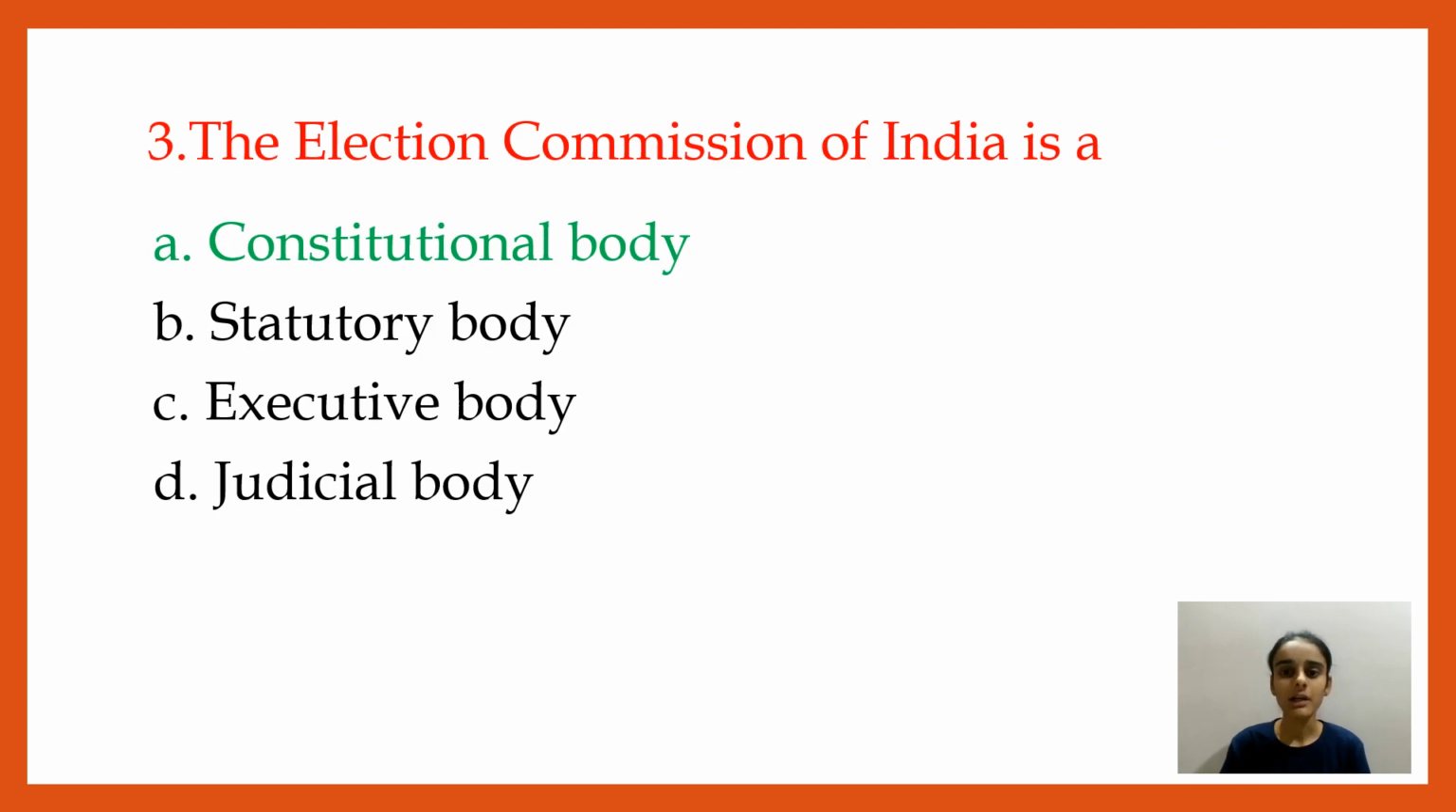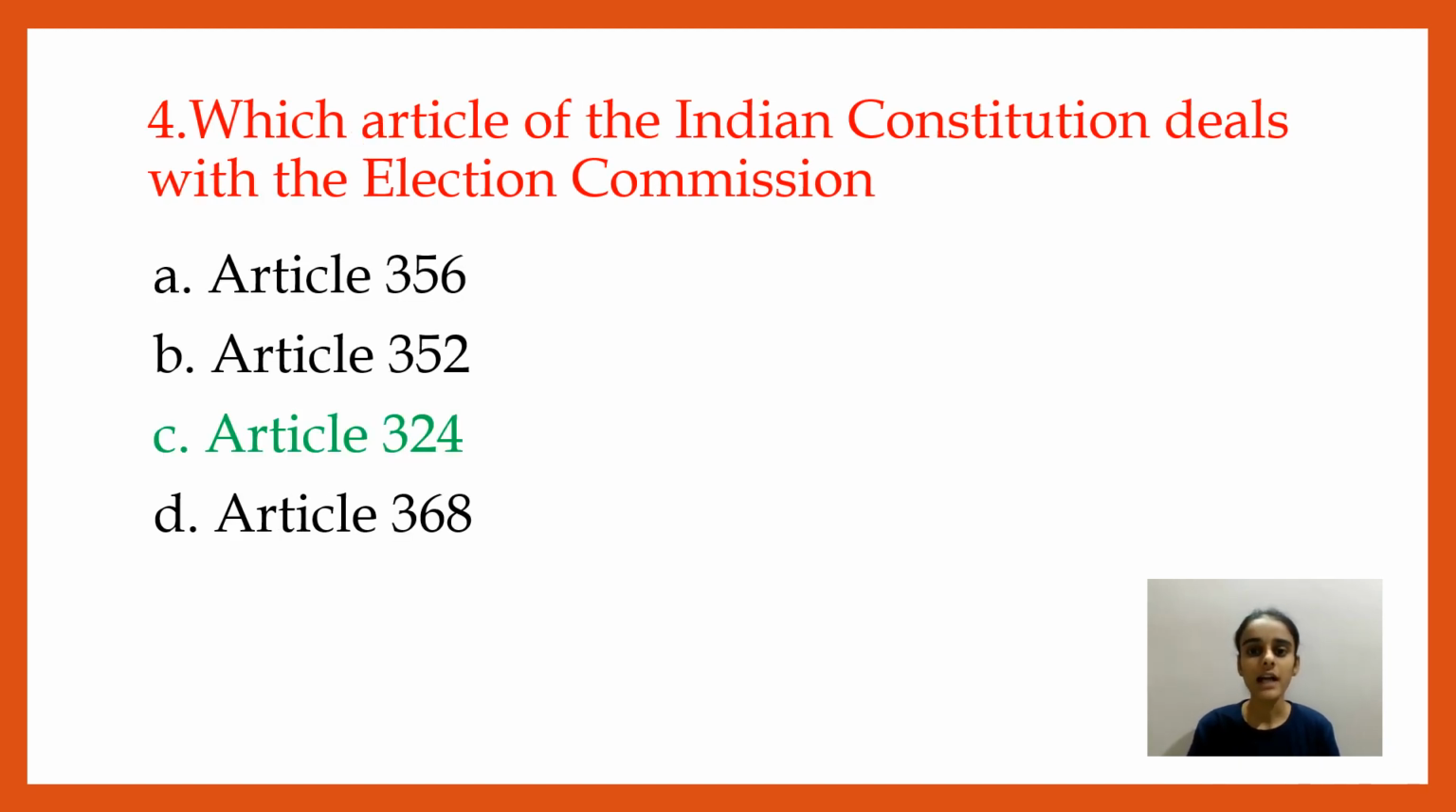Third question, Election Commission of India is a option A, constitutional body, option B, statutory body, option C, executive body, option D, judicial body. And the correct option is option A, constitutional body. Fourth question, which article of Indian Constitution deals with the Election Commission? Option A, Article 356, option B, Article 352, option C, Article 324, option D, Article 368. And the correct option is option C, Article 324.